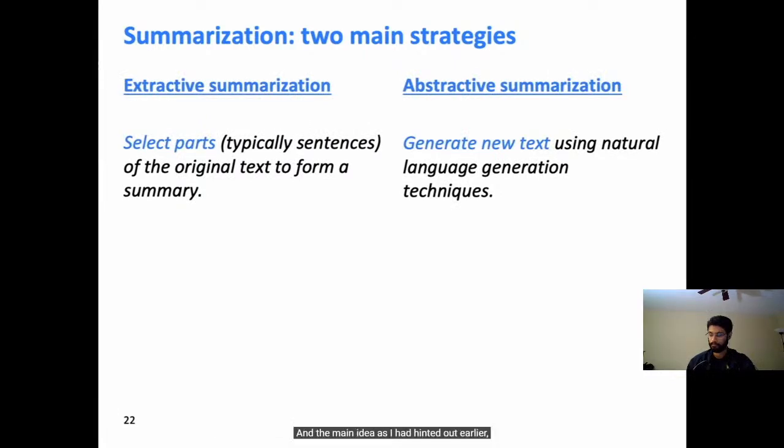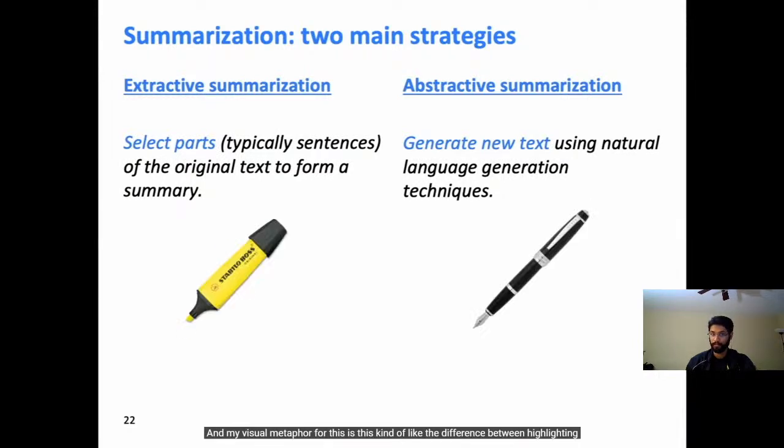And the main idea, as I hinted at earlier, is that in extractive summarization, you're just selecting parts of the original text to form a summary. Often this will be whole sentences, but maybe it will be more granular than that, maybe phrases or words. Whereas in abstractive summarization, you're going to be generating some new text using NLG techniques. So the idea is that it's generation from scratch. My visual metaphor for this is the difference between highlighting the parts with a highlighter or writing the summary yourself with a pen.